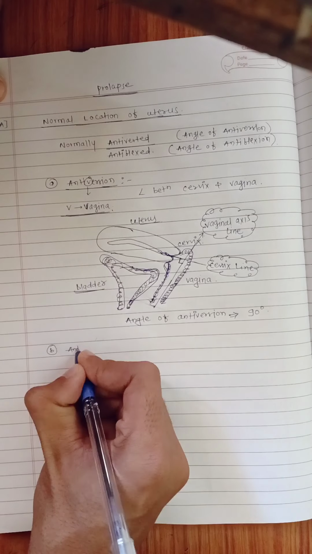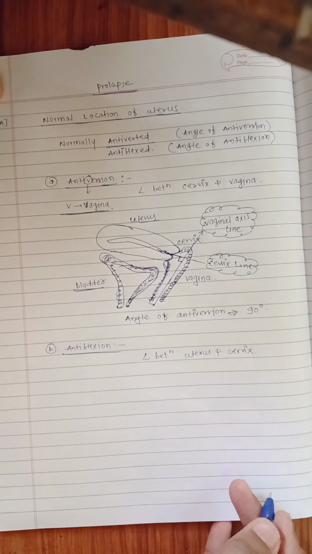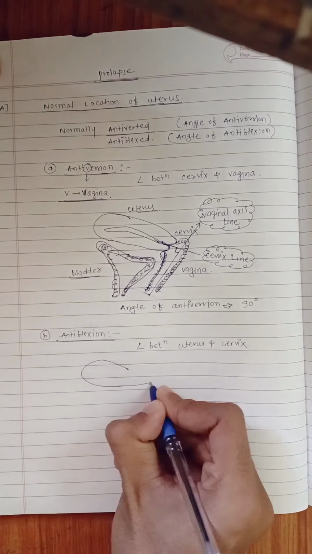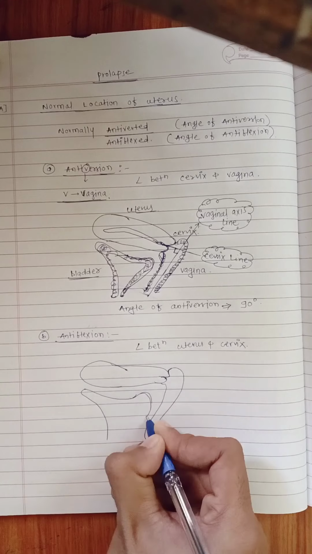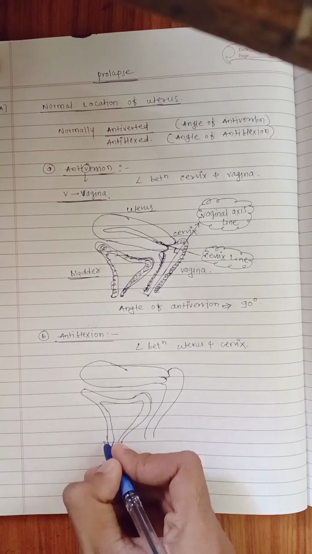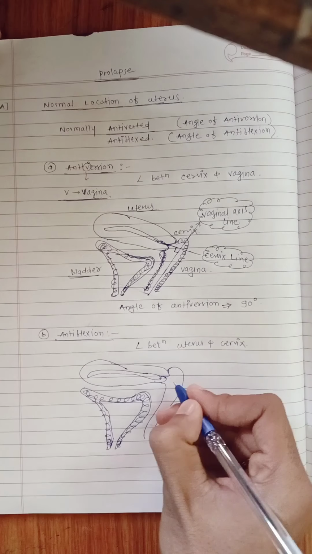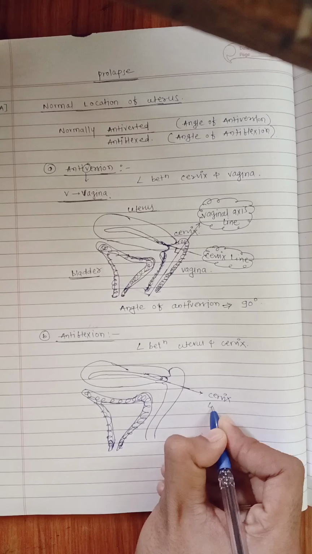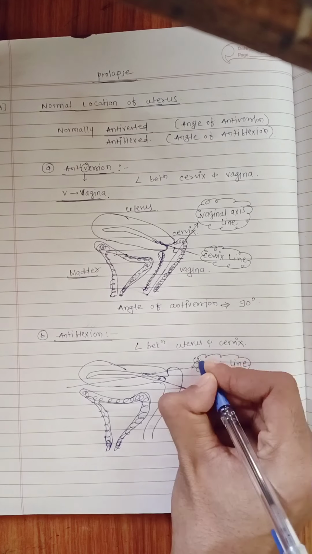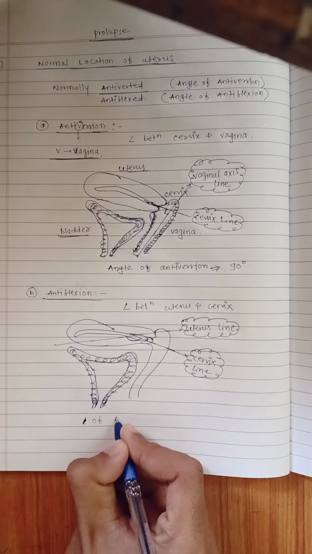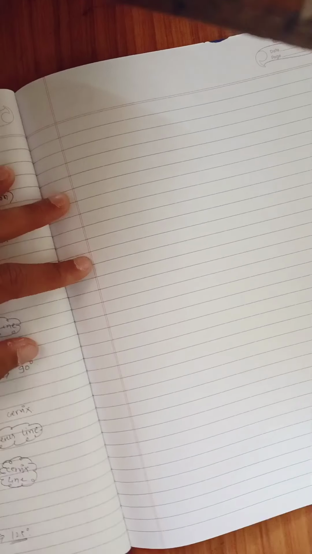Which is about 90 degrees. Then anteflexion. What is anteflexion? It is the angle between the uterus and cervix. Here is the uterus, cervix and vagina, and anteriorly is the bladder. Like that we have to draw. So what is the difference between anteflexion and anteversion? Anteflexion is the angle between the uterus and cervix, and anteversion is the angle between the vagina and cervix. The axis passing through the cervix and the axis passing through the uterus make an angle of 125 degrees. That is the normal anteflexion angle.